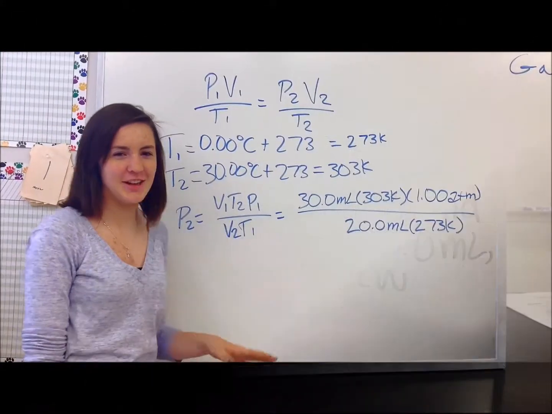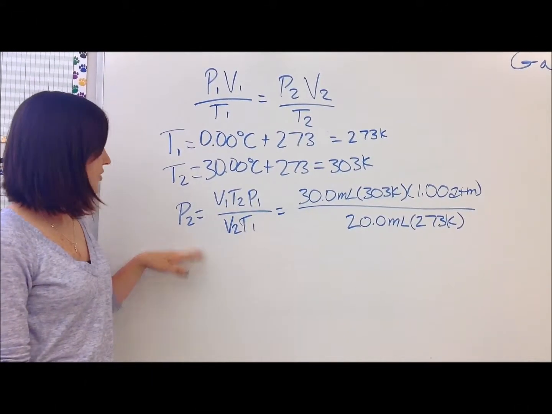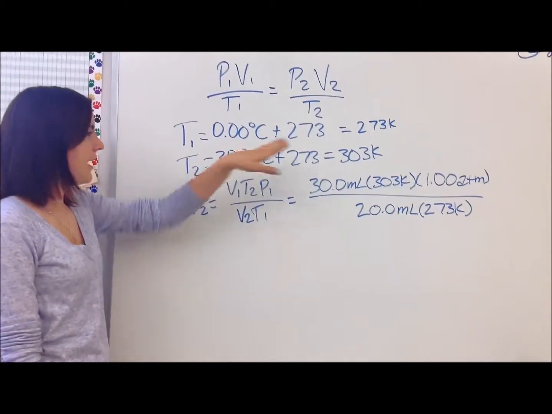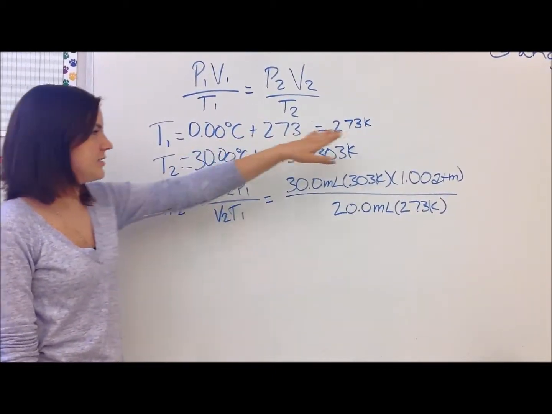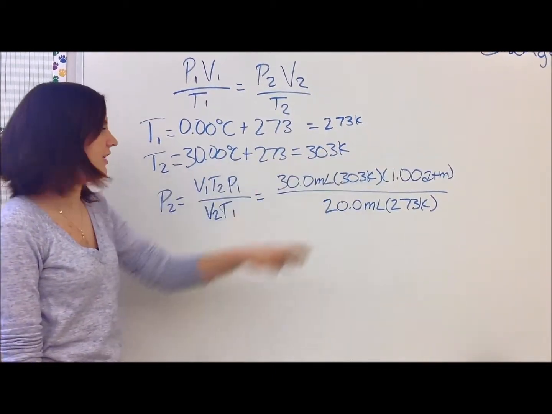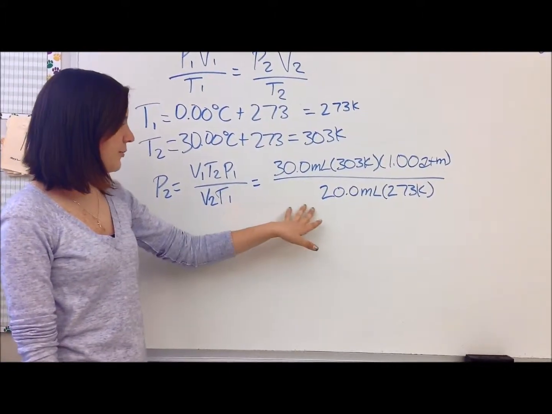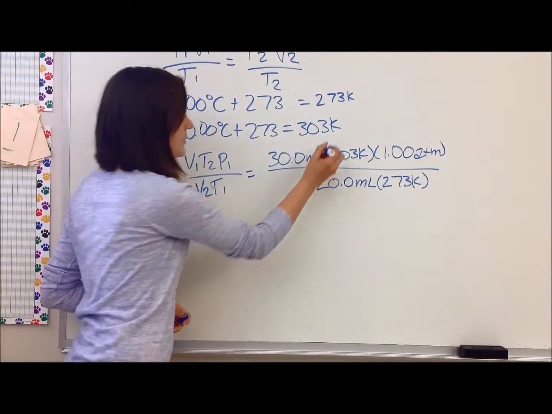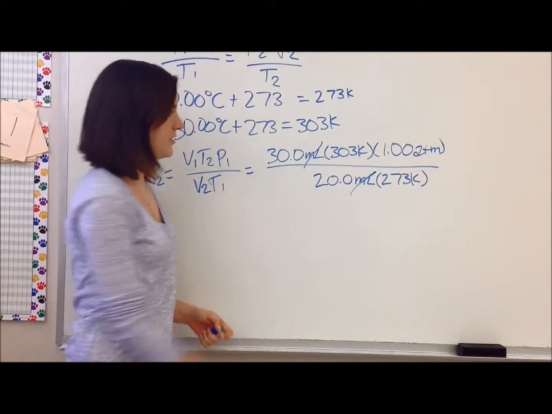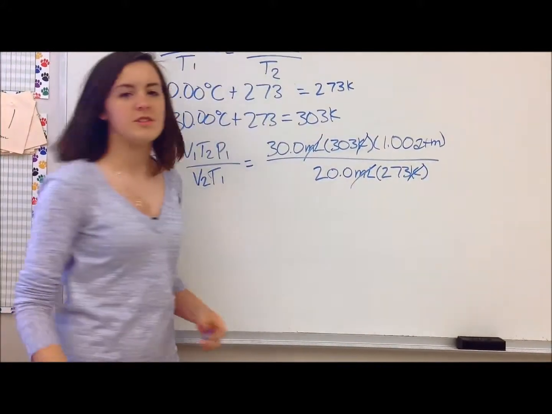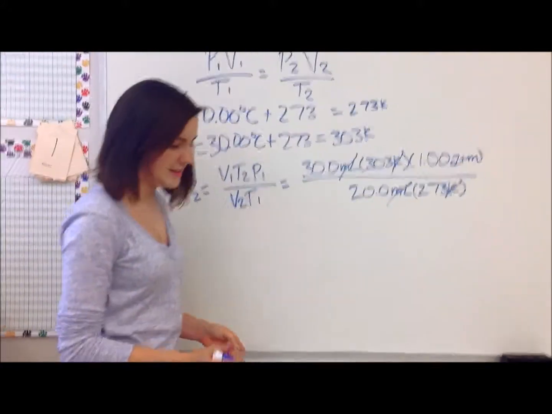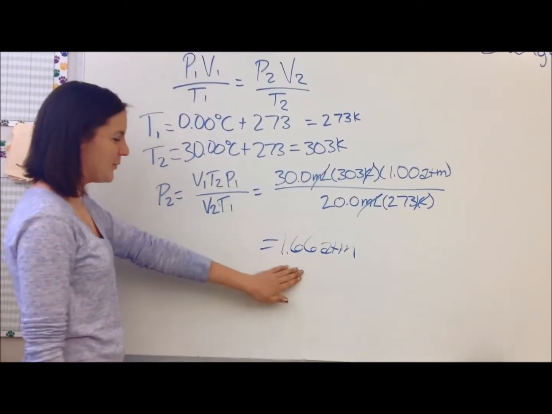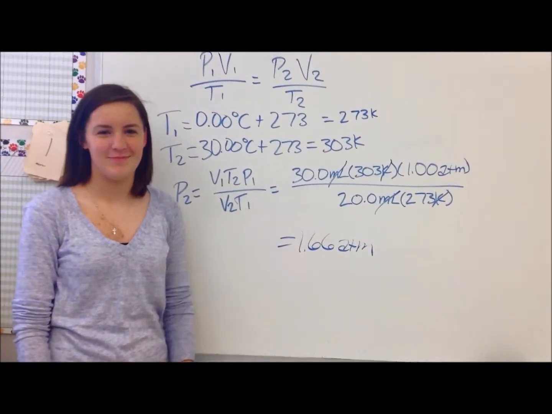Alright, for our equation we're trying to solve for the second pressure. First, we have to again add 273 to each Celsius and get our degrees in Kelvin. Once you do that, you can input all your values. So you have 2 milliliters, they cancel each other out. 2 Kelvins, they cancel each other out. So your pressure should be in ATMs. After all that, your answer should be 1.66 ATMs.